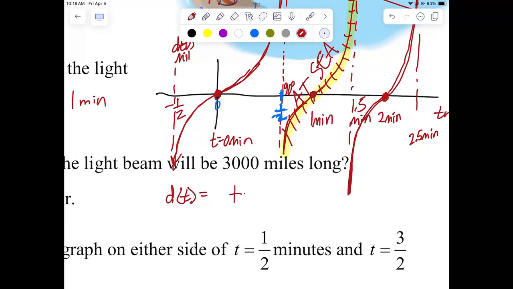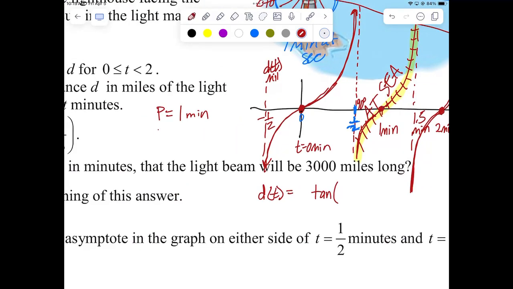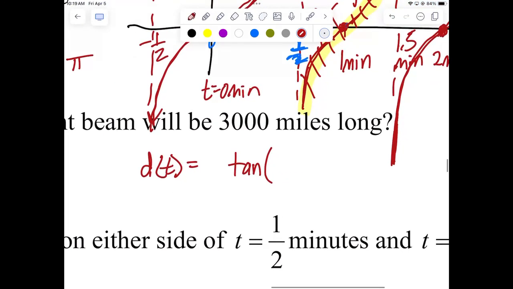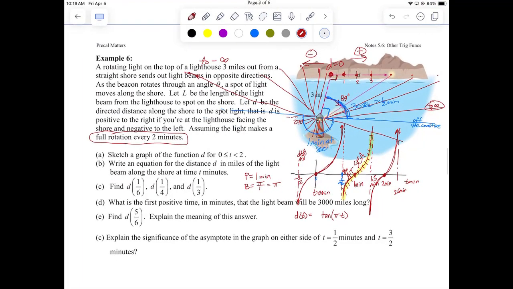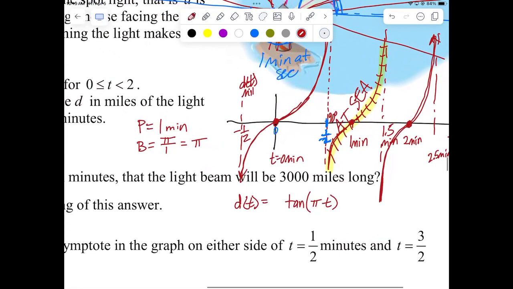I know it's going to be tangent. How do I find the B value if I know the period? B is what for tangent? Pi over P or 2 pi over P? Pi over the period. So it's pi over 1, which is pi. So it's tangent of pi t, and we're not shifting it up or down at all because we're going straight to the axis perpendicularly. So I just need to know what my A value is.